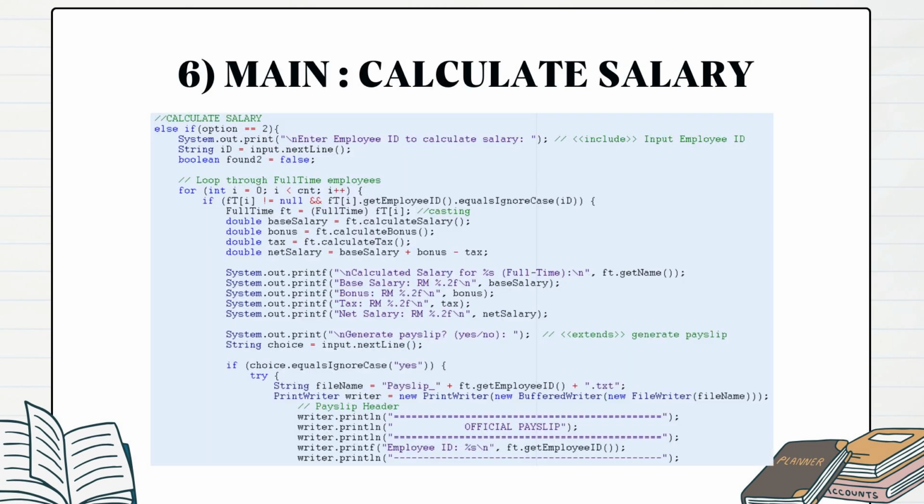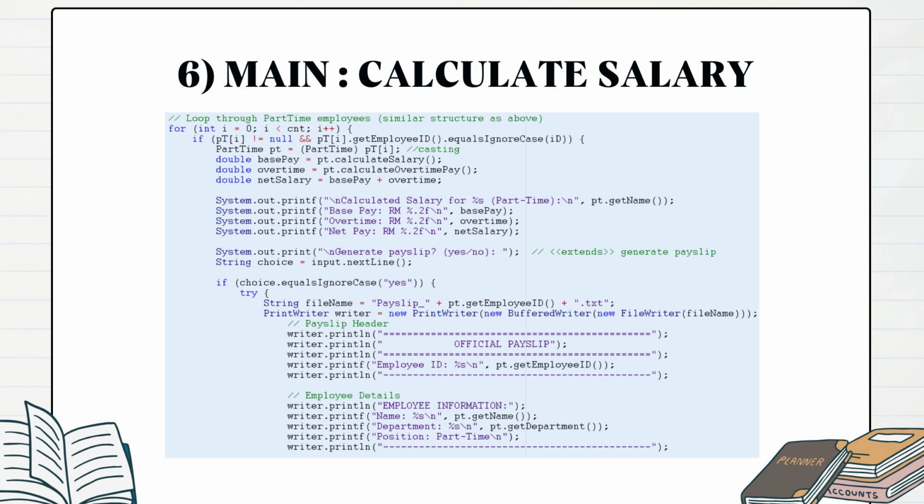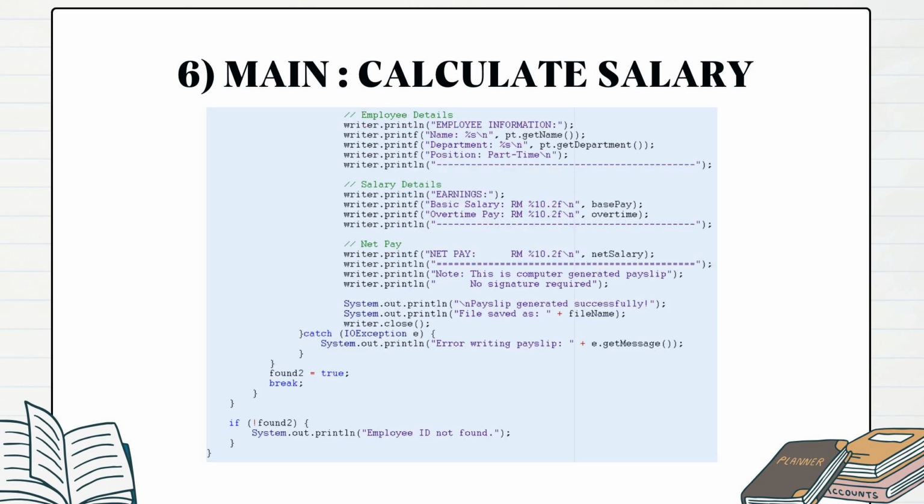The second one, the system can also calculate salary. In this section, we include input employee ID. The user needs to enter the employee ID to calculate the employee salary. We also use casting in this segment of code. And in this segment, we also extend to generate payslip. The user has the option to generate the payslip for the employee, or if the user doesn't want to, he can input no. Then this is the code segment. You also have the option to input for part-time or full-time.